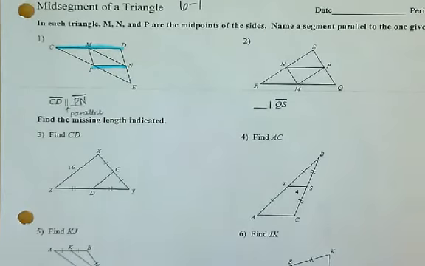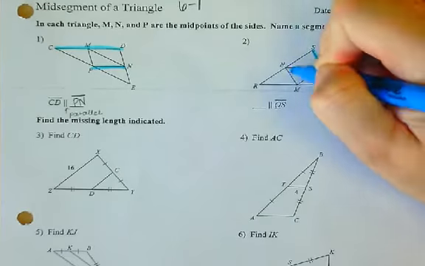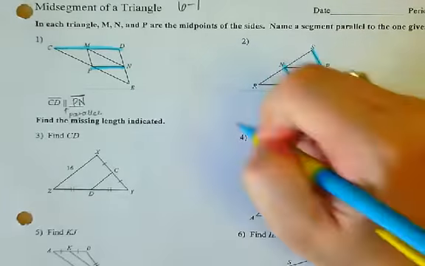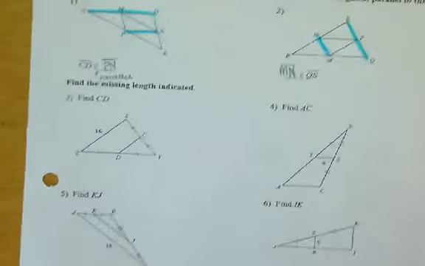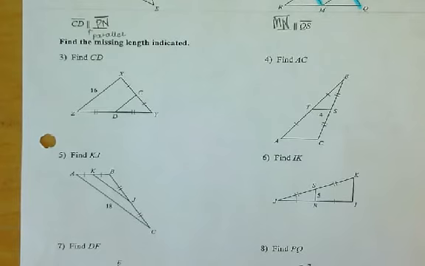Then in problem number 2, same thing. I'm looking for the line segment that's parallel to QS. QS is here. So MN or NM, however you want to label it, is fine. So MN is parallel.